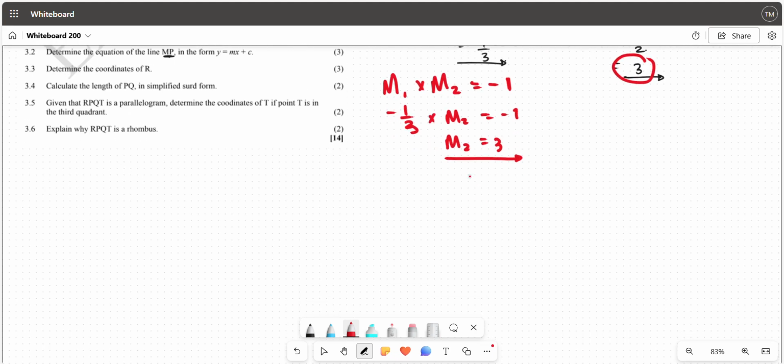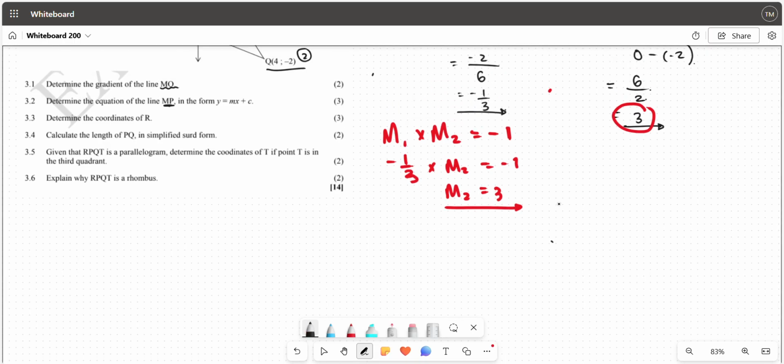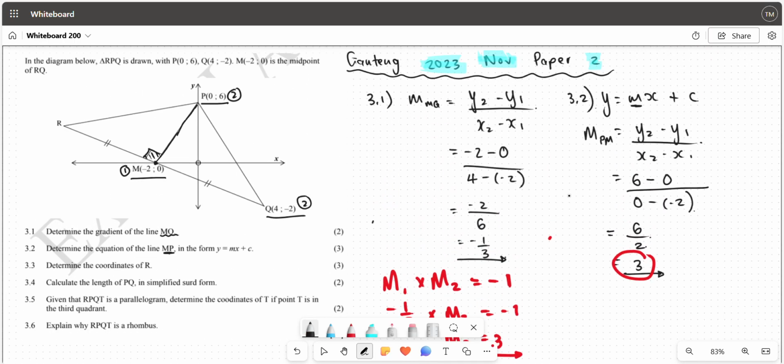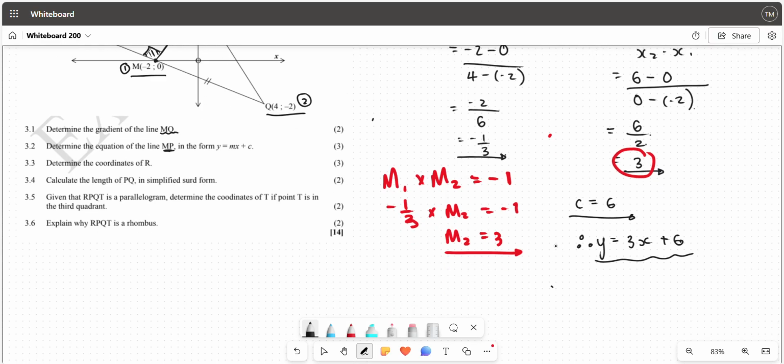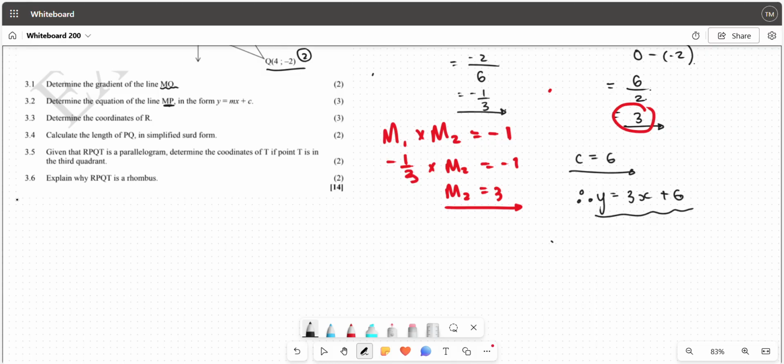All right, so now that we have the m, we just need the c value. Let's see, can't we figure out the c value from the graph? Oh yeah, the c value is given on the graph. There it is there. The fact that it cuts at 6, that means c is equal to 6. And so therefore my equation is y equals 3x plus 6. This is the equation of MP. So we're done with that. Let's go to 3.3.